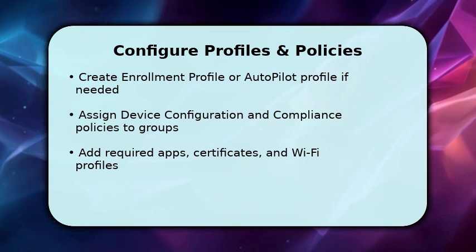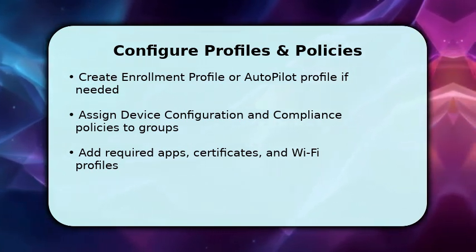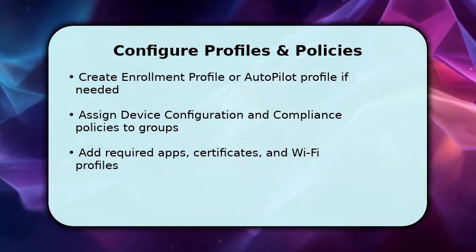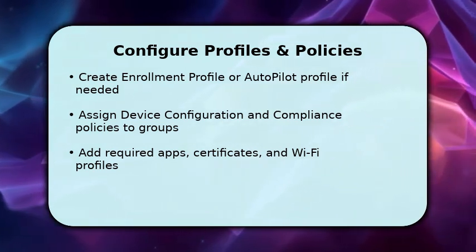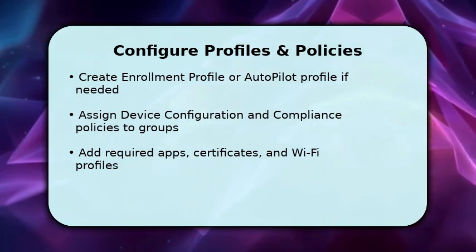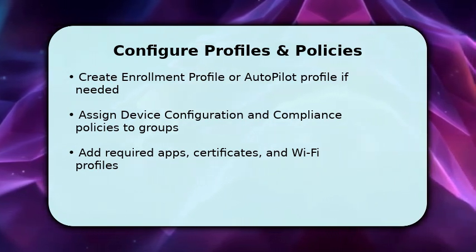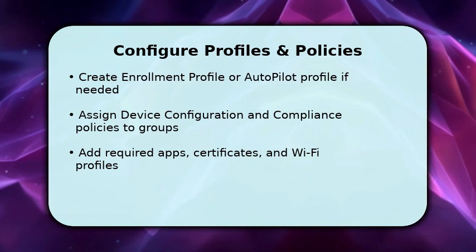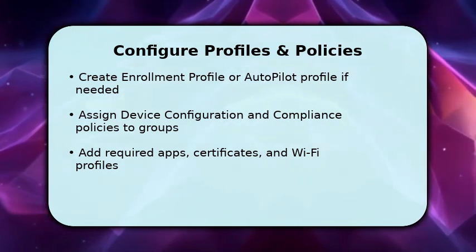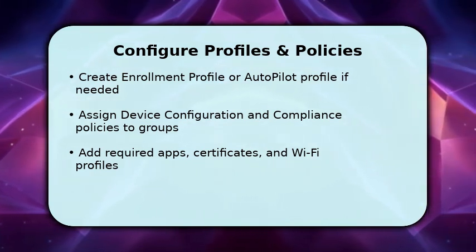Create an enrollment or Windows Autopilot profile to control OOB behavior, then make device configuration profiles for settings like BitLocker and Windows Update. Next, assign compliance policies to the same Azure AD groups so conditional access works. Also add required line of business or Microsoft Store apps and any certificates or Wi-Fi profiles. These middle steps ensure devices are secure, manageable, and functional as soon as they appear in Intune.